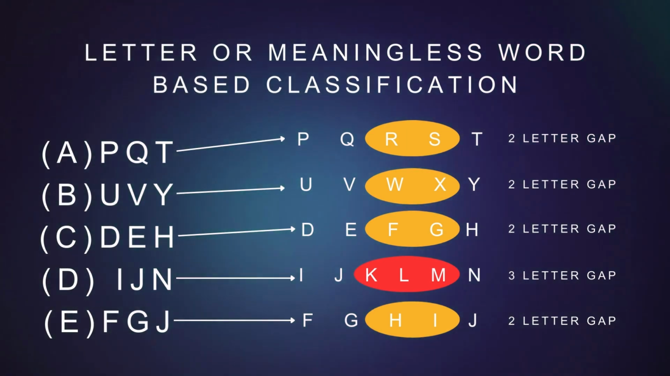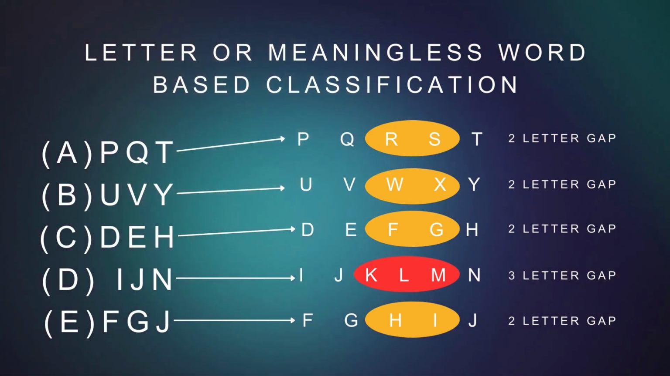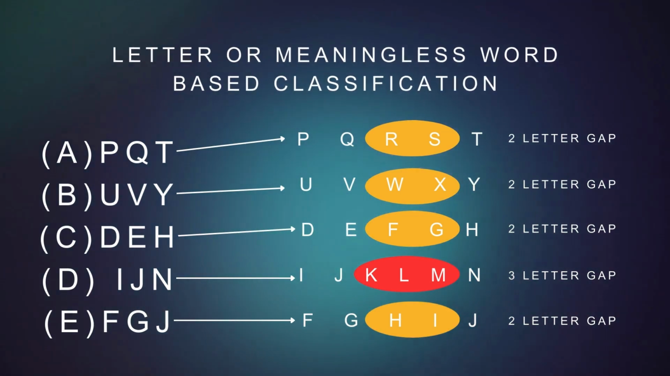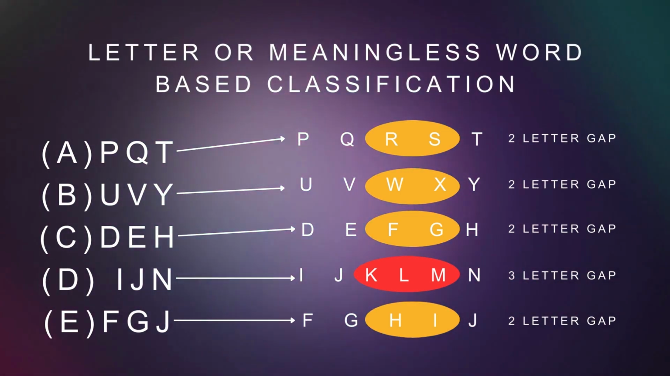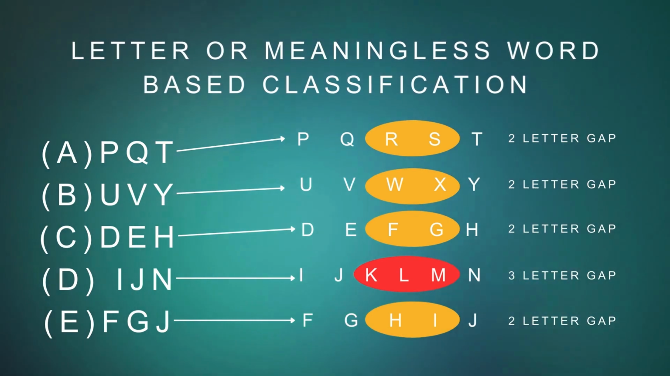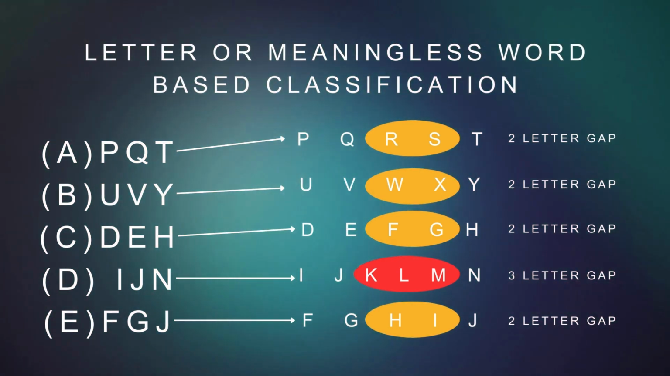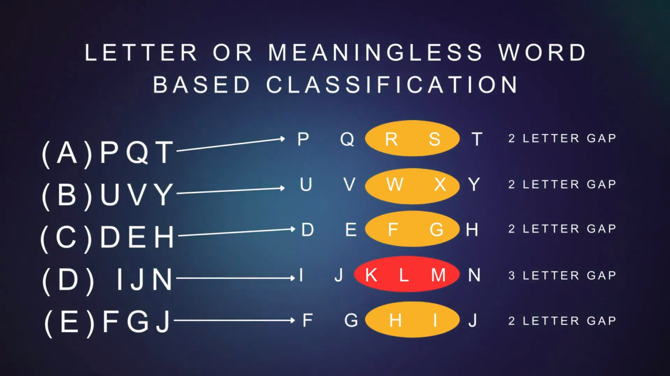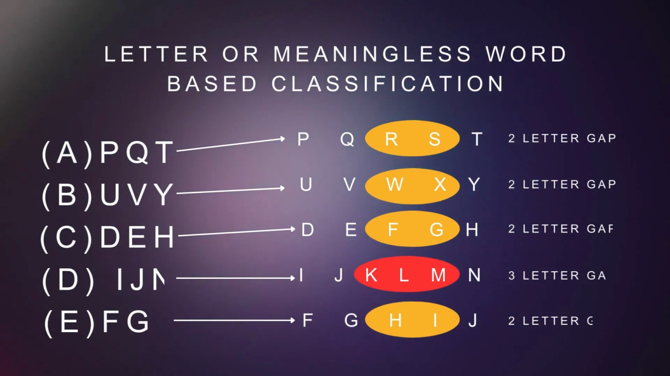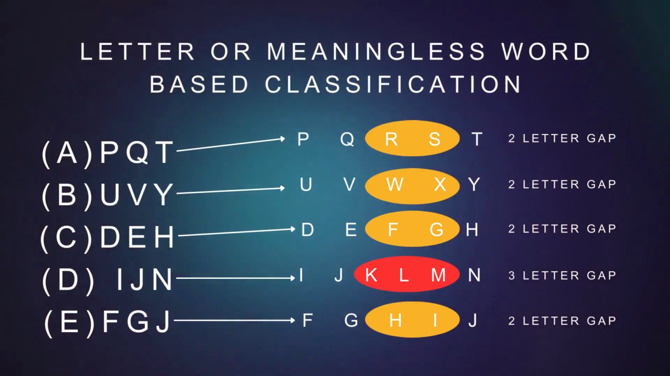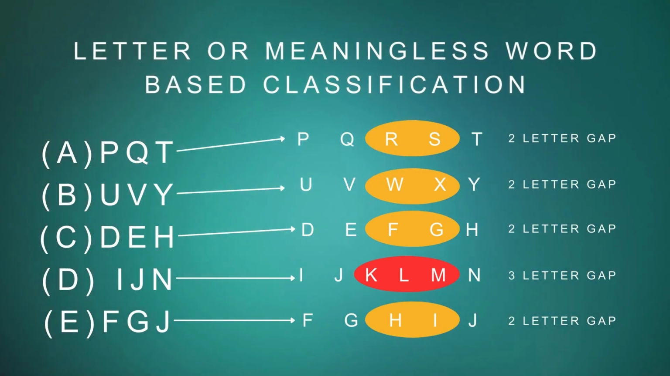PQT. In PQT, missed letters are R and S. UVY. In UVY, missed letters are W and X. DEH. In DEH, missed letters are F and G. IJN. In IJN, missed letters are K, L and M. FGJ. In FGJ, missed letters are H and I.